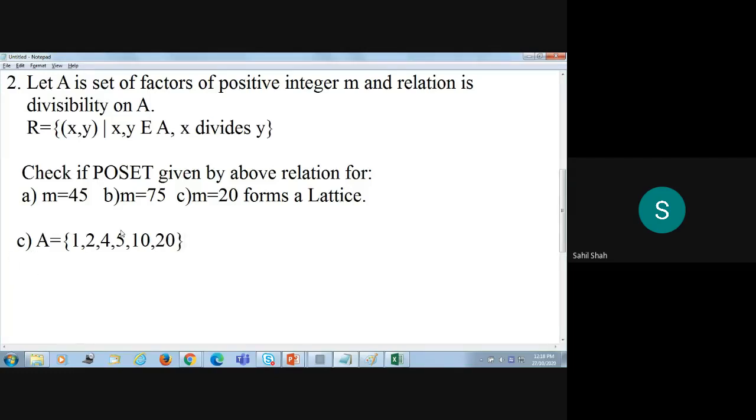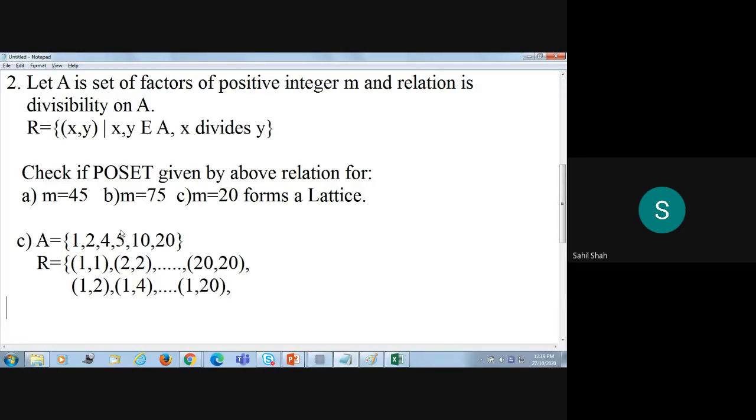Then we need to define R. R is all x comma y such that x divides y. So you are going to have pairs 1, 1, 2, 2, and so on. You should not write "up to" in examination or anywhere while solving. You should write all the pairs compulsorily. 1 divides 2, 1 divides 4, in similar manner 1 divides 20.